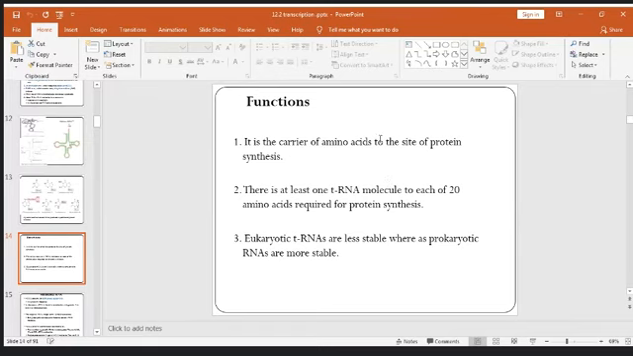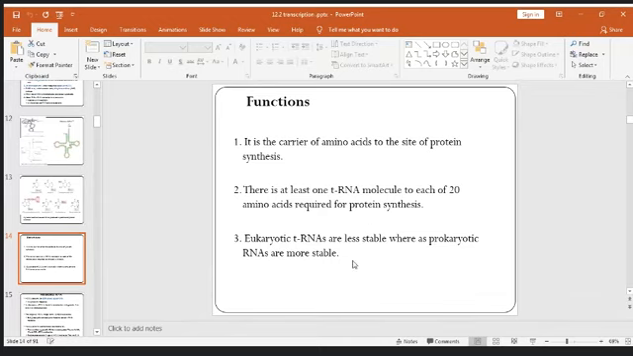protein synthesis. As I said before, protein synthesis is done in the ribosomal complex. Each of the 20 amino acids has its own transfer RNA, for example methionyl transfer RNA binds methionine and cysteinyl transfer RNA carries cysteine to the site of synthesis, the ribosomal complex. So they are major carriers of amino acids from the cytosol to the site of synthesis, that means in the ribosomal complex, and there is at least one transfer RNA molecule for each of the 20 amino acids required for protein synthesis.